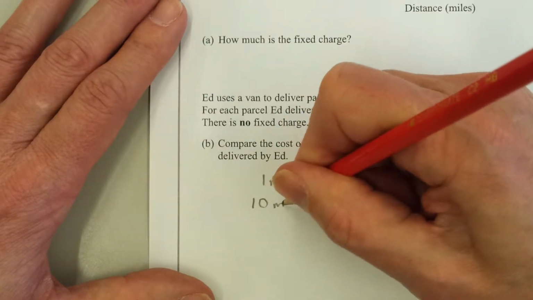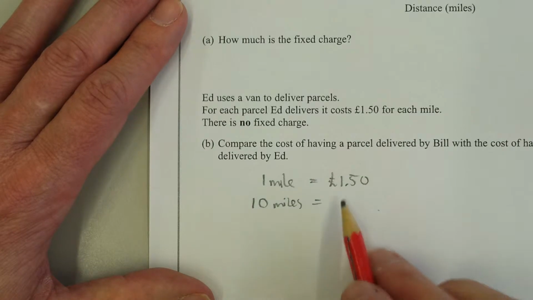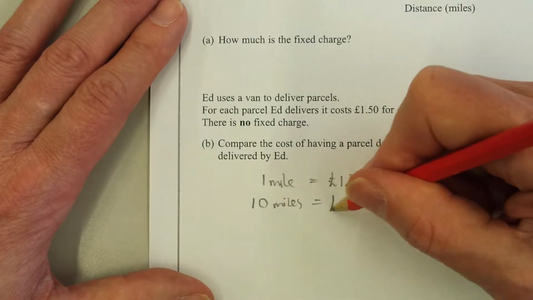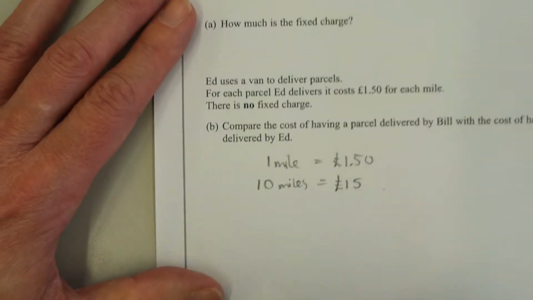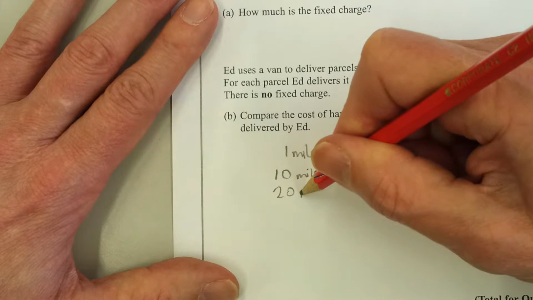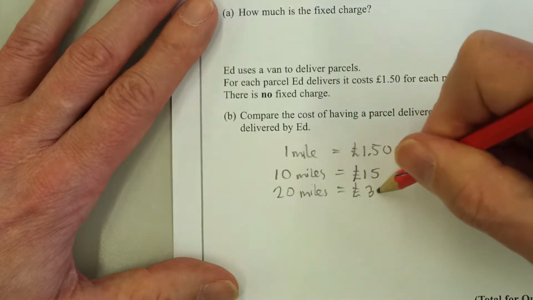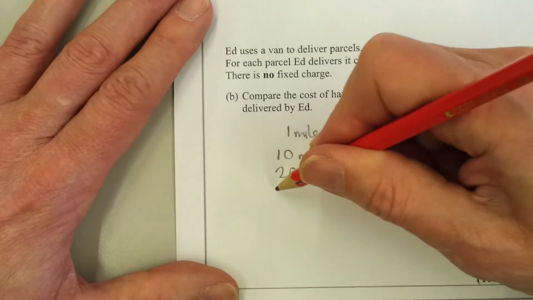10 miles equals, now when you multiply by 10, the decimal point moves along 1. So 10 miles would be £15. Let's keep going up. 20 miles would equal double that, which is £30. Let's go up again.